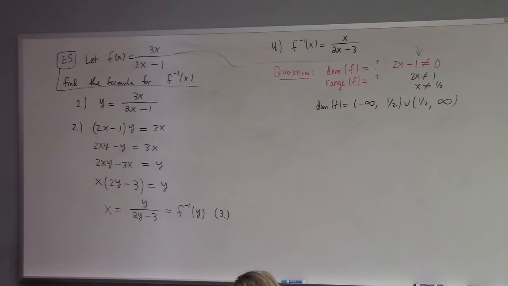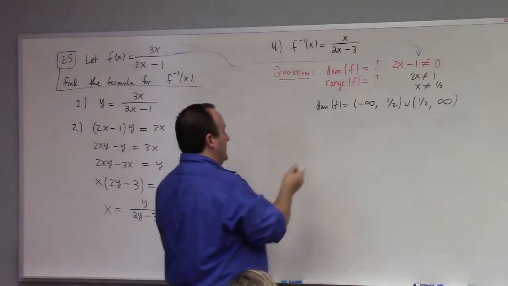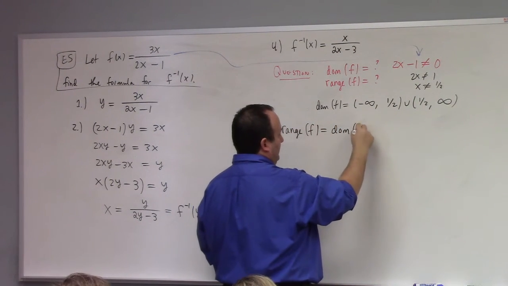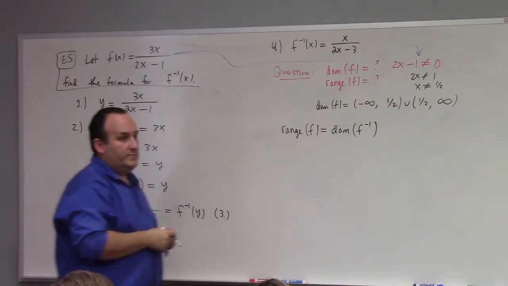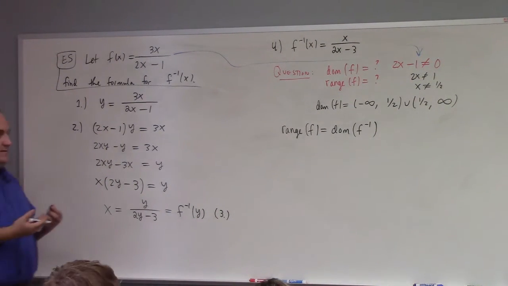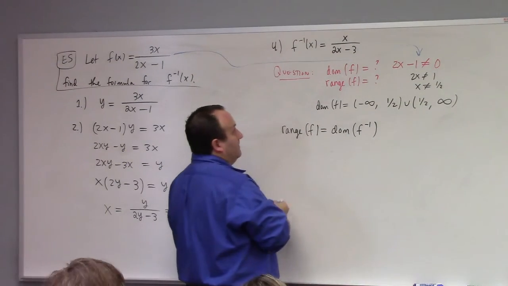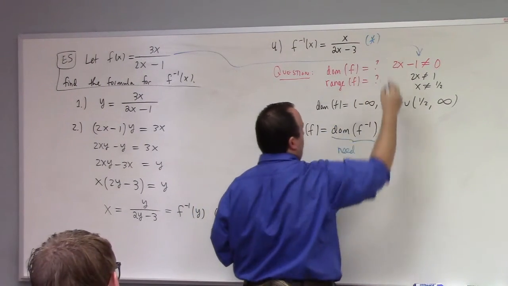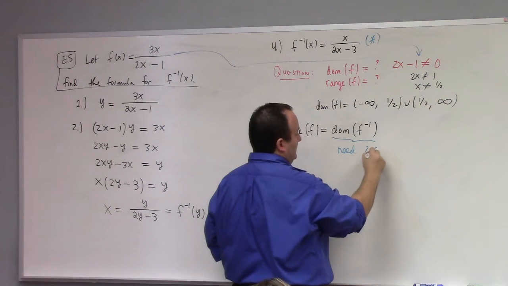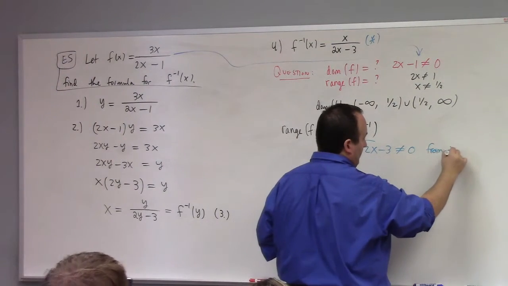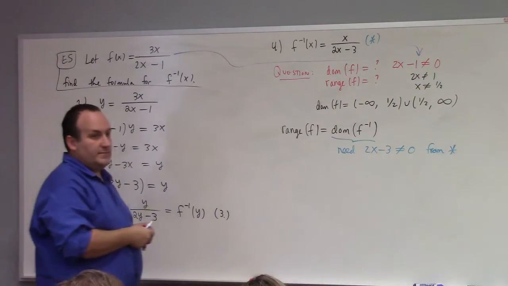And we also know the relation between the range and the domain. Remember, the range of the function is the domain of the inverse function, right? But we can figure out the domain of the inverse function without graphing, just from looking at the formula. What do we need for the domain? So right here, this is the formula. We need 2x minus 3 not equal to 0 if we look at the star equation, from the formula. Which is to say what?